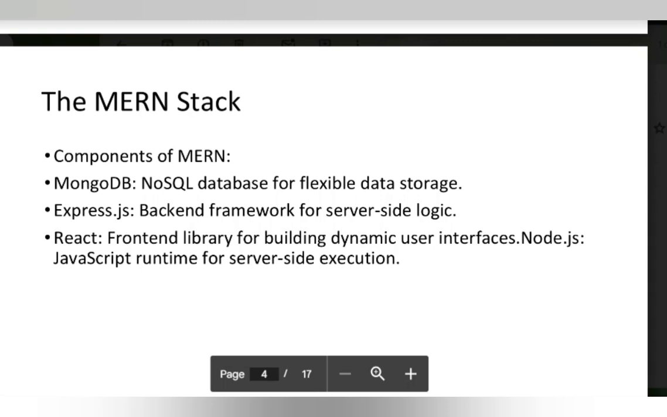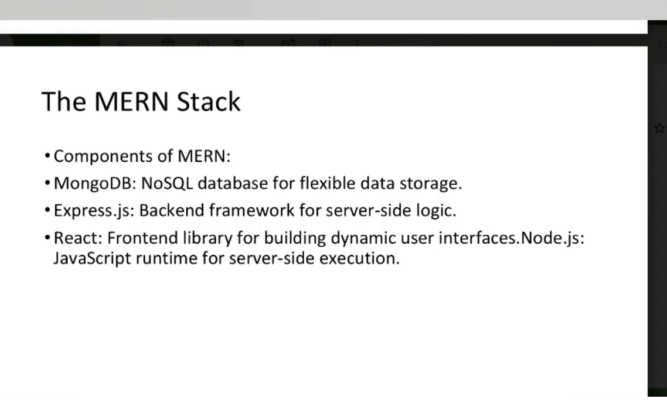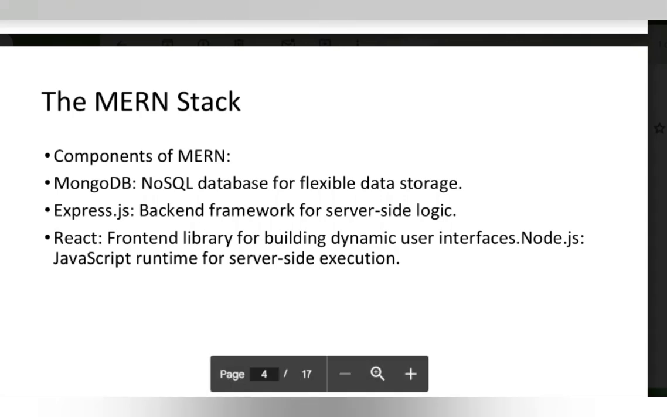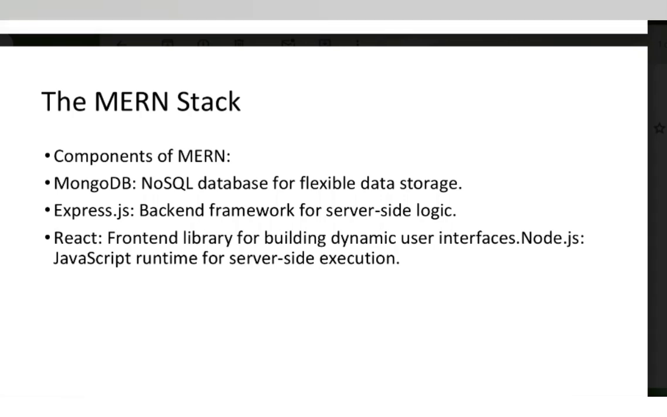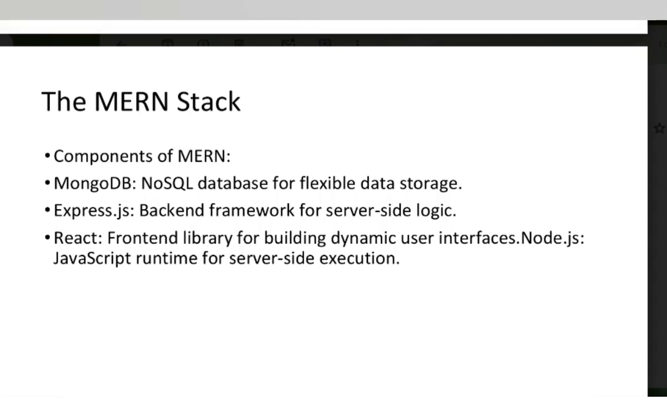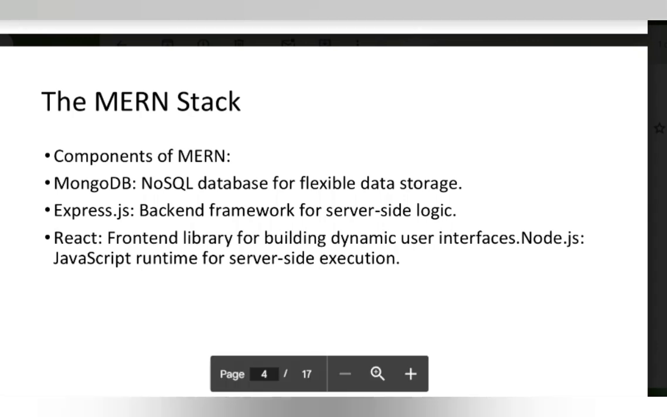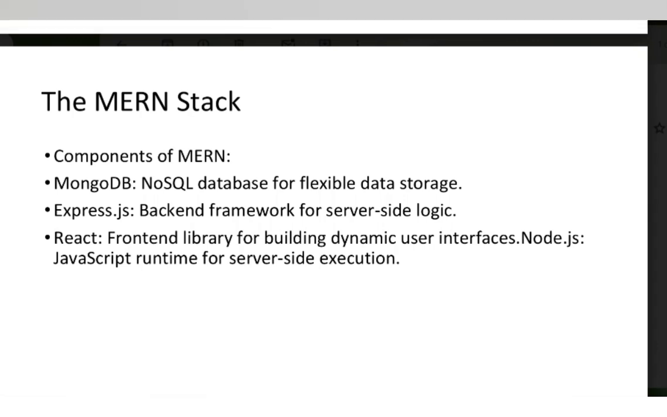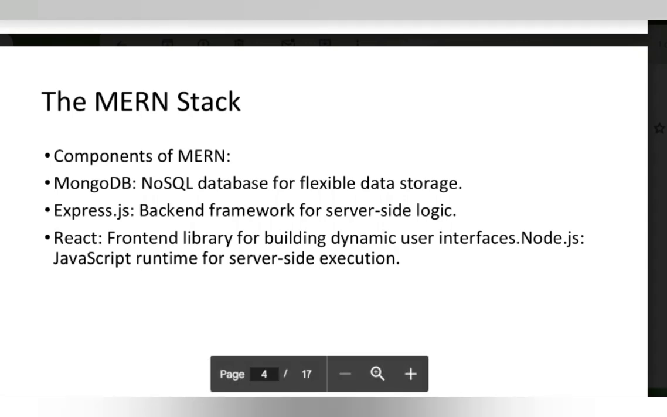Now let's move to the MERN stack. Components of MERN: MongoDB, a NoSQL database for flexible data storage. Express.js, a backend framework for server-side logic. The next one is React, a front-end library for building dynamic user interfaces. And the next, Node.js, a JavaScript runtime for server-side execution.